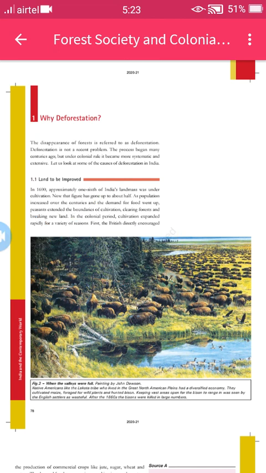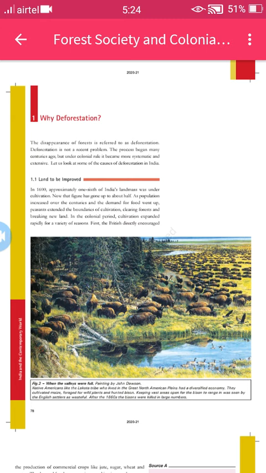Welcome to the new segment of grade 9th. We are discussing history, that is chapter Forest Society and Colonialism. Today we are going to discuss a subtopic of this chapter, that is, why deforestation.